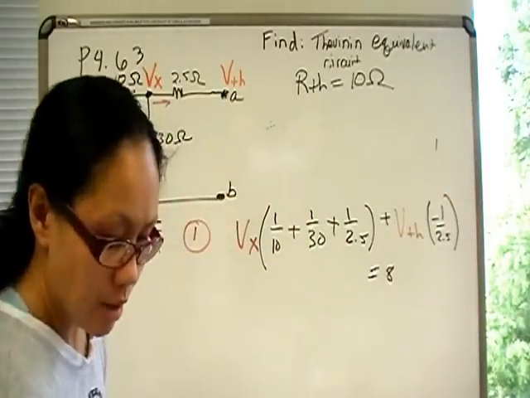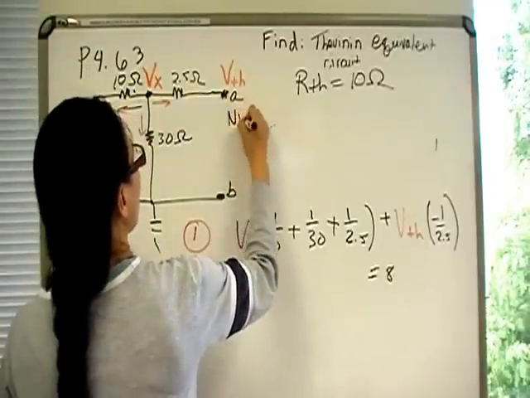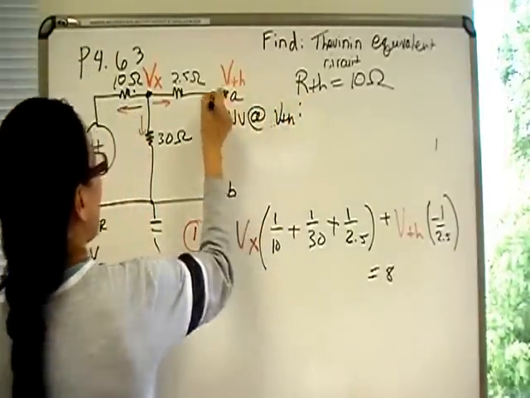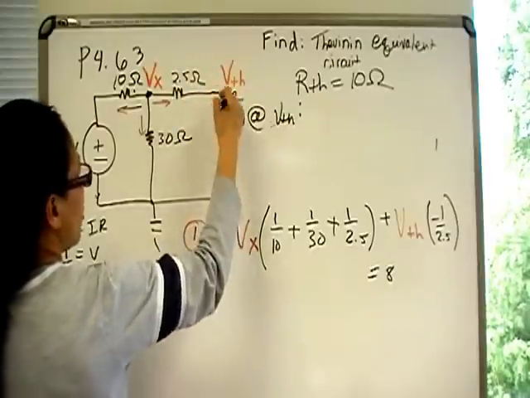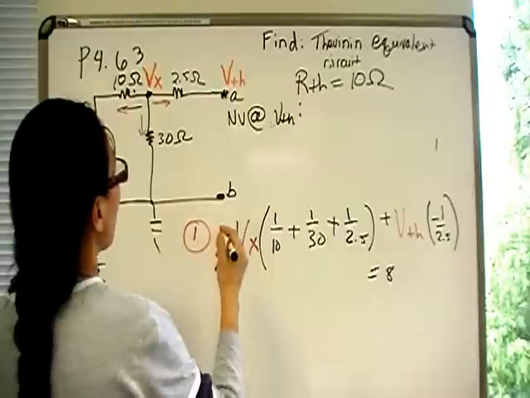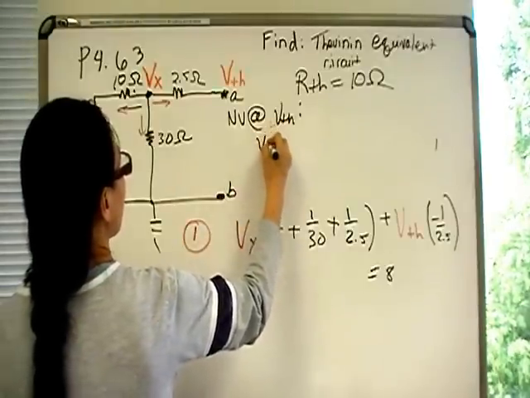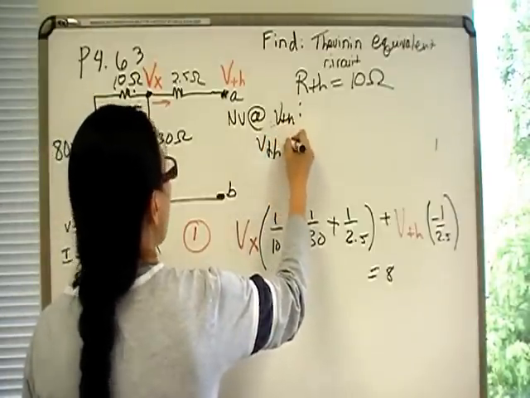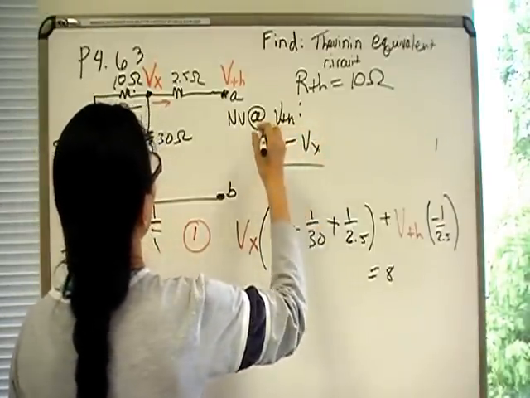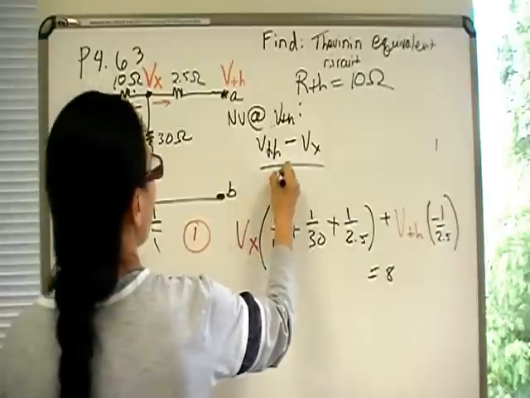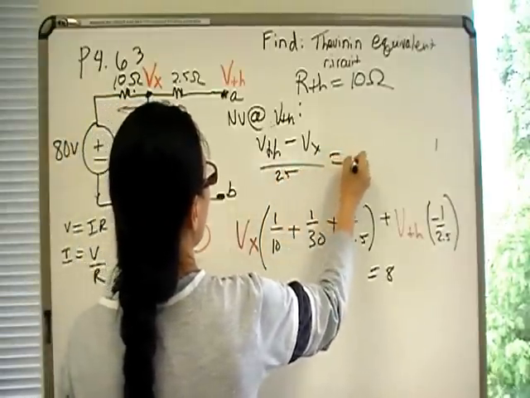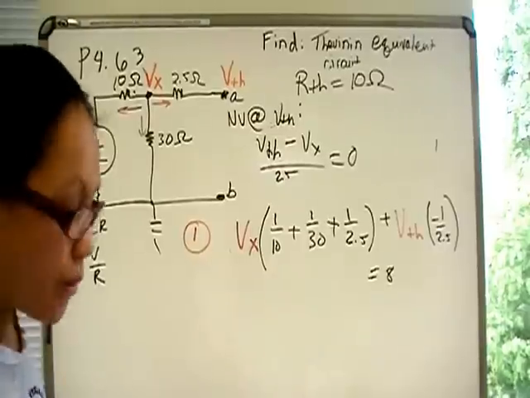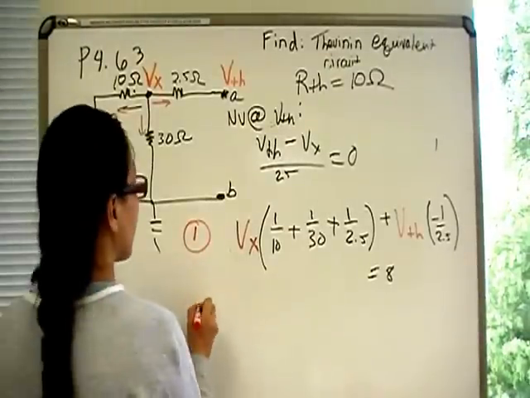Okay, so node voltage at V-Thevenin gives me this branch current, and there's no branch current here because that's an open. So all it gives me is (V-Thevenin minus Vx) over 2.5 equals 0. Now I'm going to rewrite that with just coefficients to set it up for my calculator.